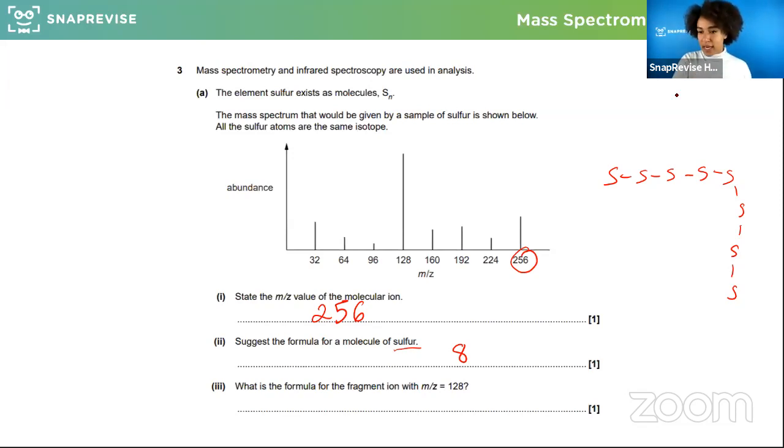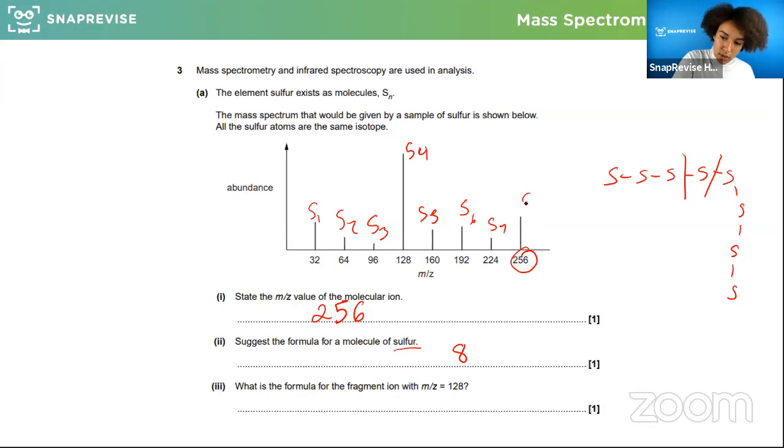If you have 8 in a row, you're going to get 8 peaks because it could break off there. It could break off at the first sulfur, so then you would just have 1 sulfur. It could break off there, and then you would have 2 sulfurs. It could break off here, and then you would have 3 sulfurs. You could break off here, and then you would have 4, and so on. That gives us S8. Mitzi, does that make sense?